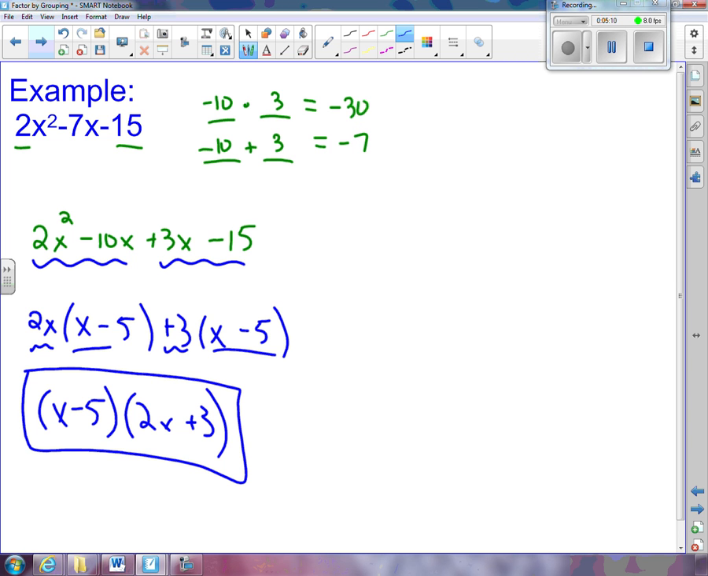You can always check whether or not this answer is right by foiling it out and making sure that it equals the first original statement that you had.